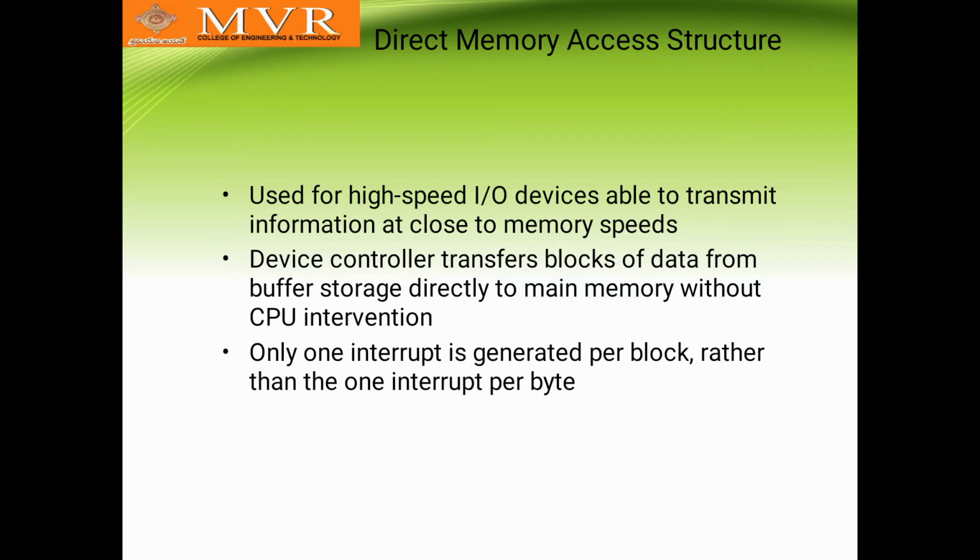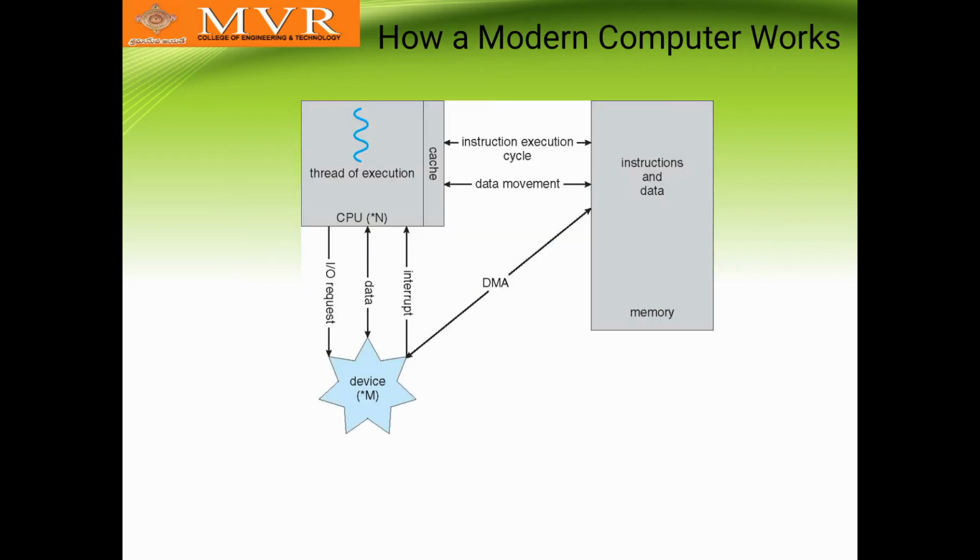DMA, which is nothing but direct memory access structure. The name itself, DMA, means direct memory access, meaning it does not communicate through the CPU and directly accesses the memory where the data is stored, if it is wanted. It is used for high speed I/O devices able to transmit information at close to memory speeds, and the device controller transfers blocks of data from buffer storage directly to main memory without CPU intervention. Only one interrupt is generated per block rather than one interrupt per byte.